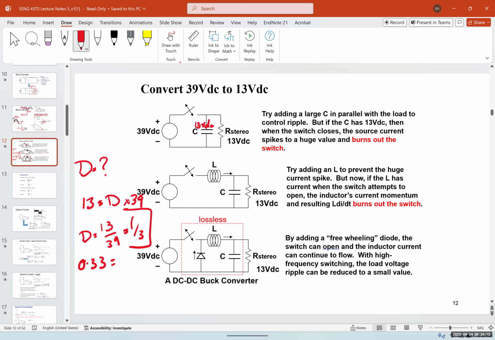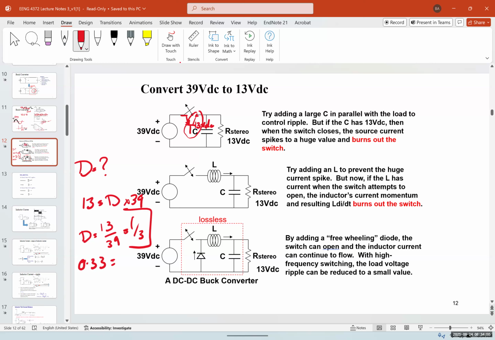And when it's opened, imagine if this is a transistor. When it opens, then you have a very high voltage at the emitter, for example, of the transistor. And what happens is the source current spikes and just burns out the switch. So again, you're going to have a huge voltage on the switch itself when the switch is open, and that's going to burn out our switch.